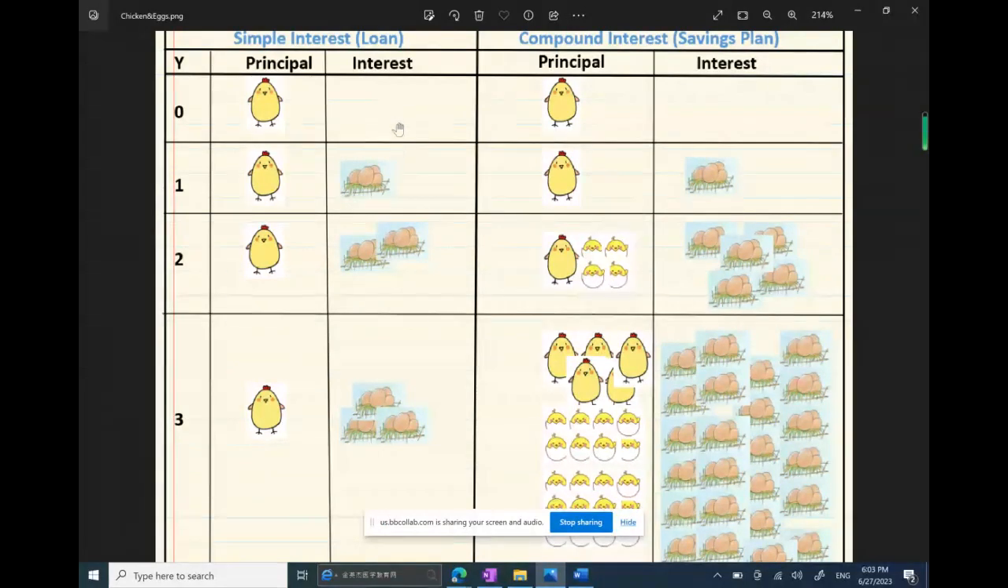The interest also remains the same. Every year you have a fixed amount of interest. The amount of interest every year depends on the annual interest rate. And every year it's the same interest. So the process is quite simple.